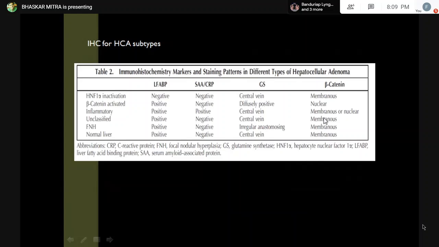Unclassified ones look different. Now the focal nodular hyperplasia shows positive staining with LFABP, and there is a patchy, irregular anastomosing map-like pattern of glutamine synthetase. In the normal liver, LFABP is positive, and glutamine synthetase is around the central venous area. So the important things are nuclear expression of beta-catenin here, SAA and CRP in the inflammatory group, and the anastomosing map-like pattern in the FNH.